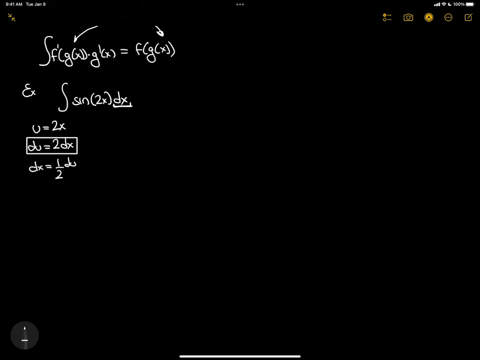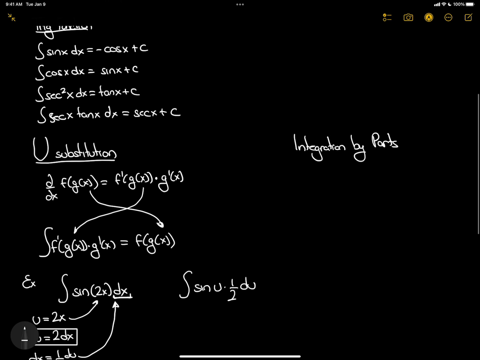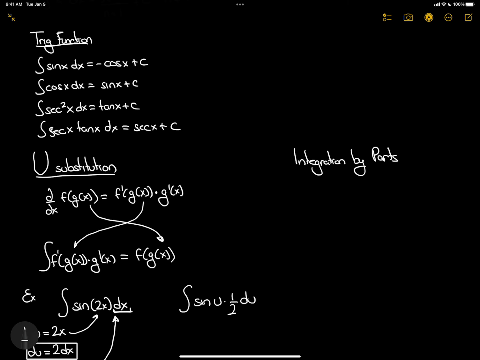And then go ahead and plug it back into our original function. What I end up with here is the integral of sine of u dx, which we said was going to be equal to 1/2 du. Why did I do it this way? Remember that we said it's very easy to find the integral of our trig function if we don't have it nested in each other.